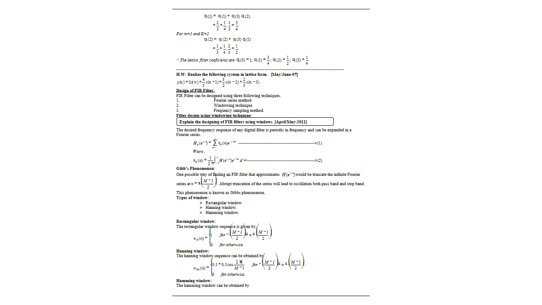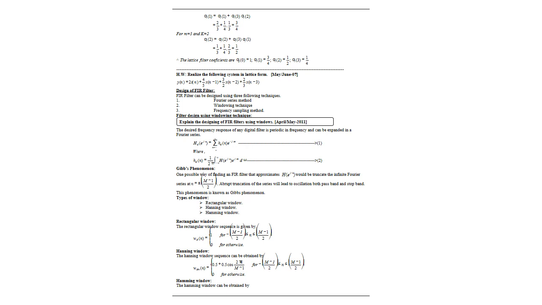So Hd of e power j omega is equal to summation n equal to minus infinity to infinity Hd of n e power minus j omega n, where Hd of n is equal to 1 by 2 pi integral minus pi to pi H of e power j omega into e power j omega n into d omega. So the Gibbs phenomenon is defined as n is equal to plus or minus m minus 1 by 2.